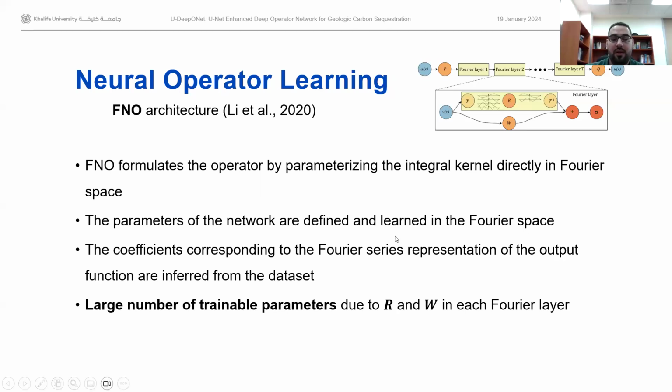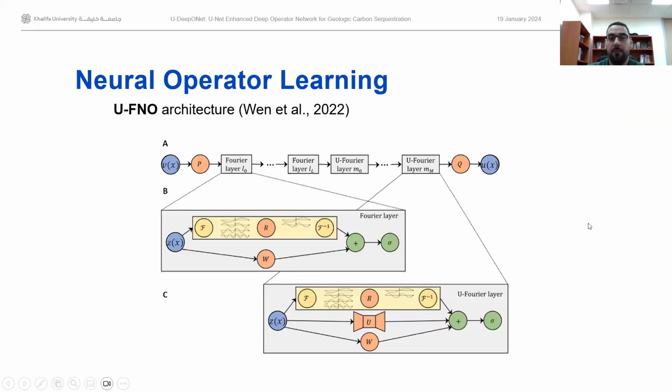The problem with the FNO, in our opinion, is that it contains a large number of trainable parameters. These trainable weight tensors, R and W, you have an R and W tensor in each Fourier block. And if you have a large number of blocks, then you have a very large number of trainable tensors, as we will see in this talk.